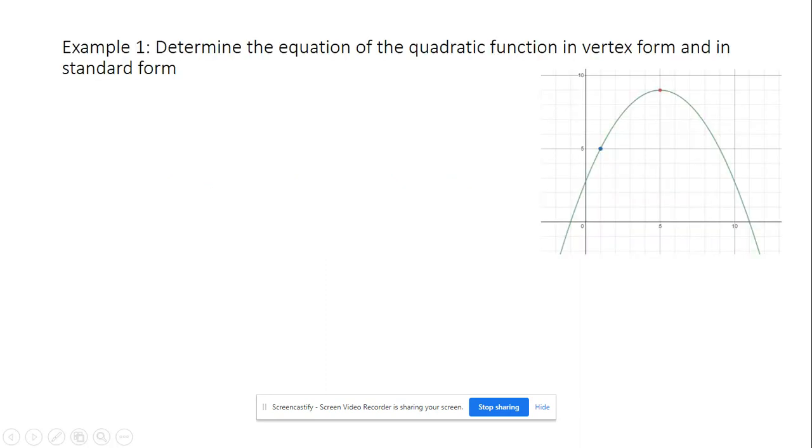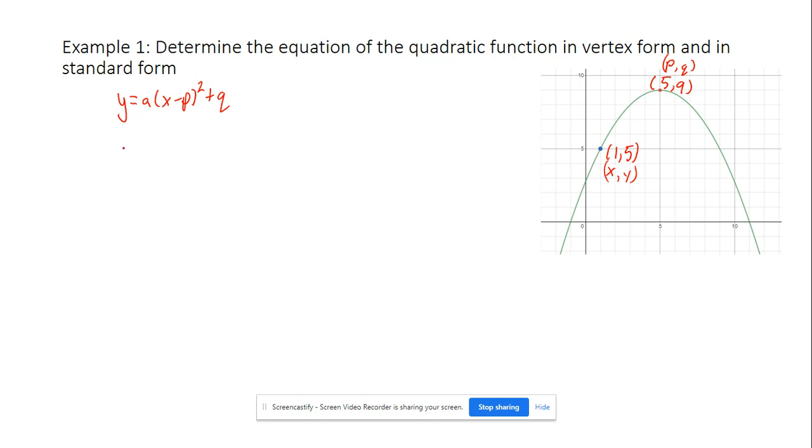All right, just a bit of review here. Determine the equation of the quadratic function in vertex form and in standard form. Here we have 5, 9. Here's our p, q. We're going to do vertex form first. And then it's 1, 5, and this can be our x, y, since it's passing through. So for step 1, we're going to do it in vertex form first: y equals a(x minus p) squared plus q.